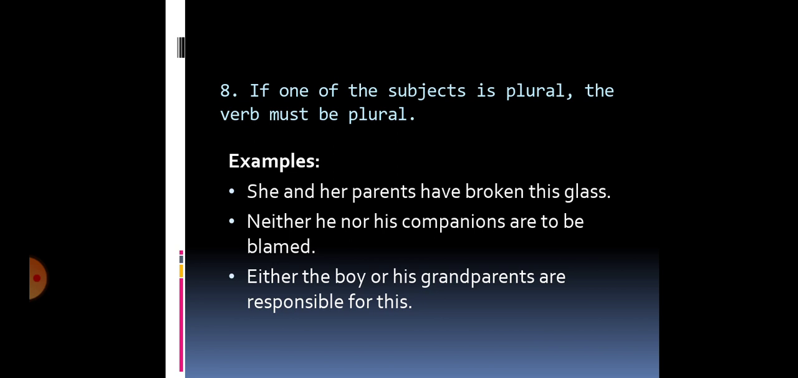Neither he nor his companions are to be blamed. Same way, he and his companions. So one and many. Either the boy or his grandparents are responsible for this. Again, the boy and grandparents. So if one of the subjects is plural, the verb must be plural.